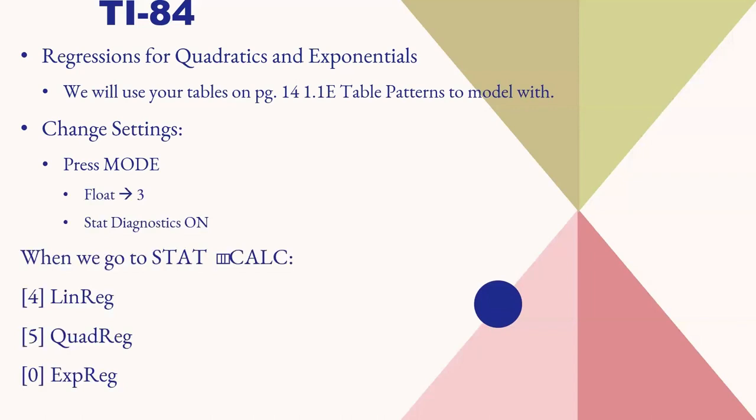Here you go. So what we're going to be doing is we're going to input our table. After we input our table, we're going to change our settings, and the settings that we change are underneath mode. After we change our settings, when we go to stat calc, there are going to be three options that we see there. You'll have linear regression, quadratic regression, and exponential regression. And we're going to run all three of them. Sorry, you can only run them one at a time.